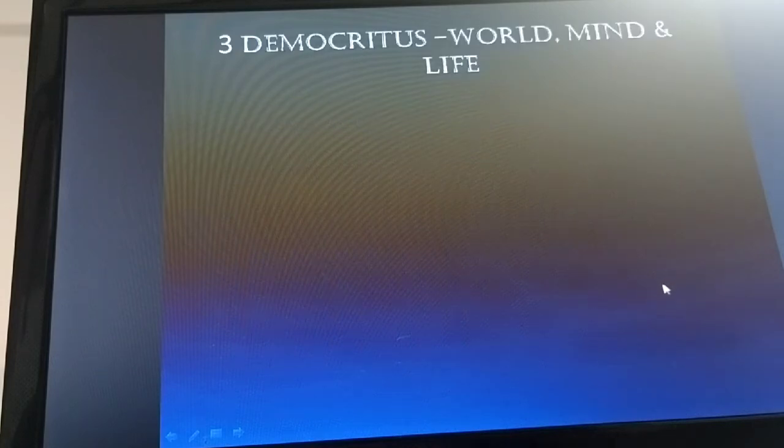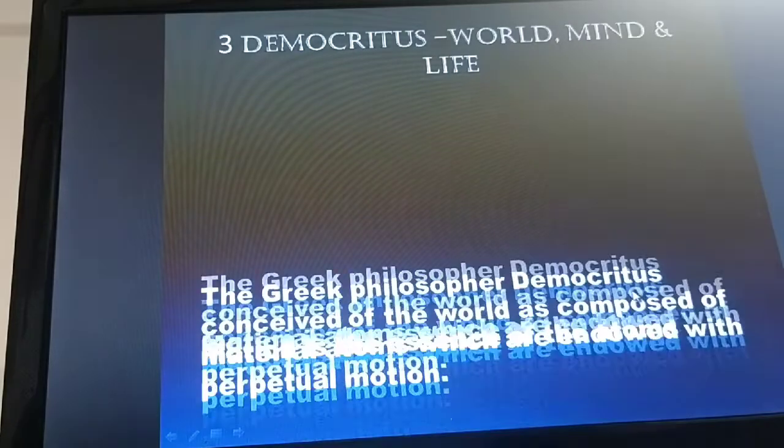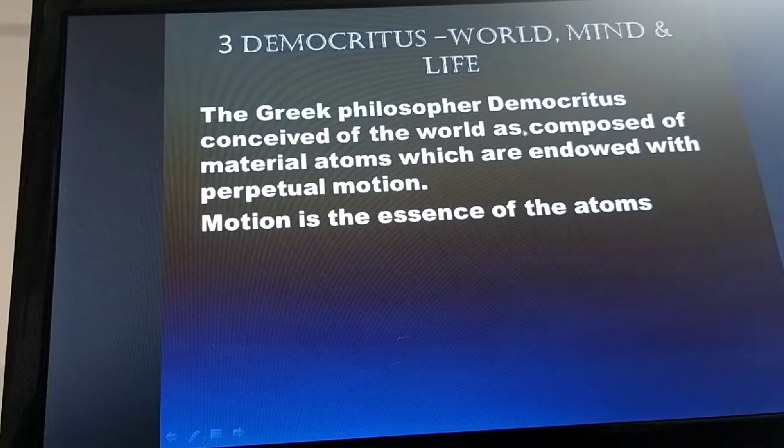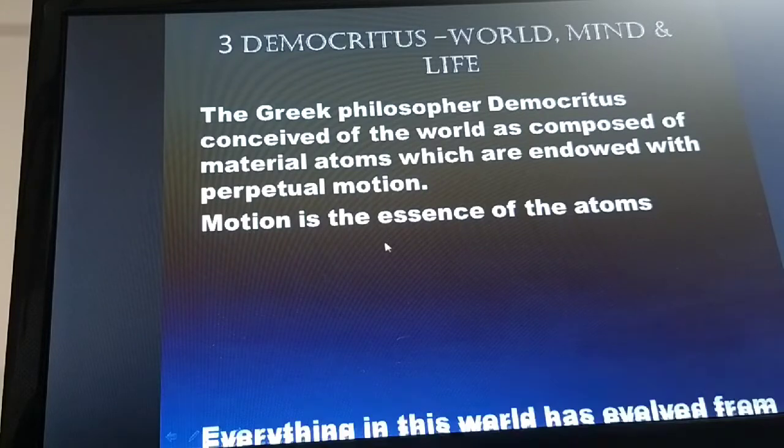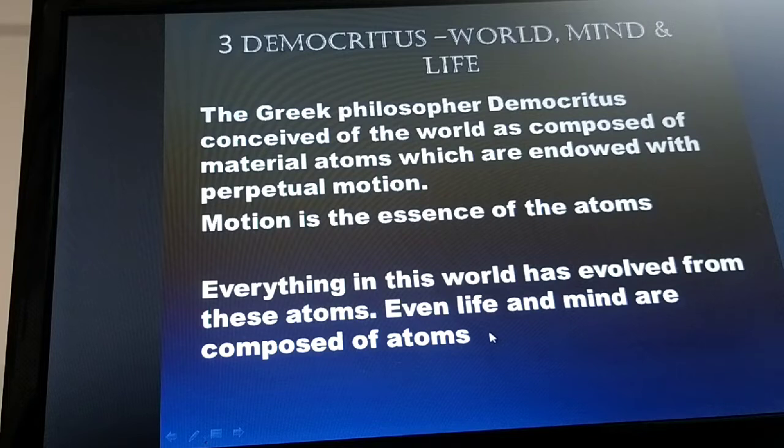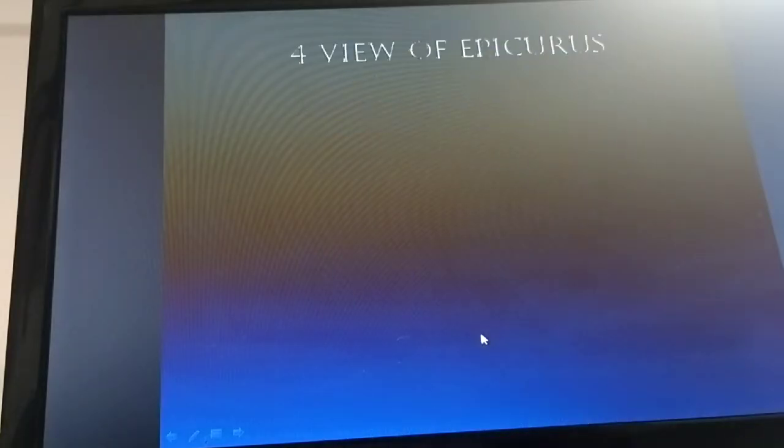Now according to Democritus, how does he describe the world, mind and life? We have seen the Greek philosopher Democritus's concept of the world as composed of material atoms which are endowed with perpetual motion. These atoms are in perpetual motion, and motion is the essence of atoms. Everything in this world was evolved from these atoms. Even life and mind are composed of atoms.